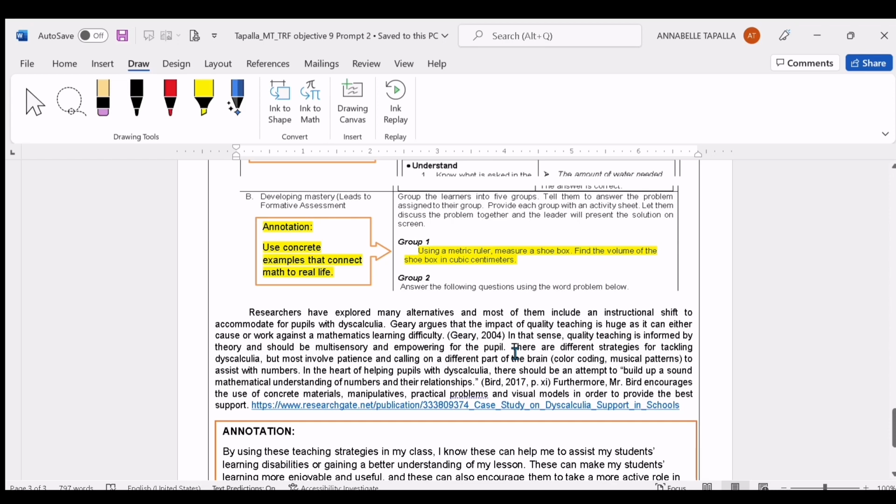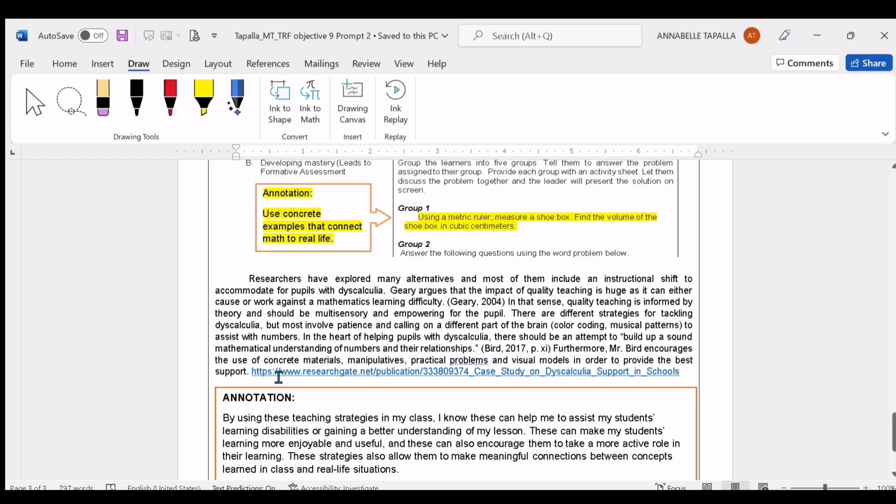There are different strategies for tackling dyscalculia, but most involve patience and calling on a different part of the brain like color coding, musical patterns, to assist with numbers. In the heart of helping pupils with dyscalculia, there should be an attempt to build up a sound mathematical understanding of numbers and their relationships, according to Bird 2017. Okay, furthermore, Mr. Bird encourages the use of concrete materials, manipulatives, practical problems, and visual models in order to provide the best support. So, ito rin po yung aking mga sources.